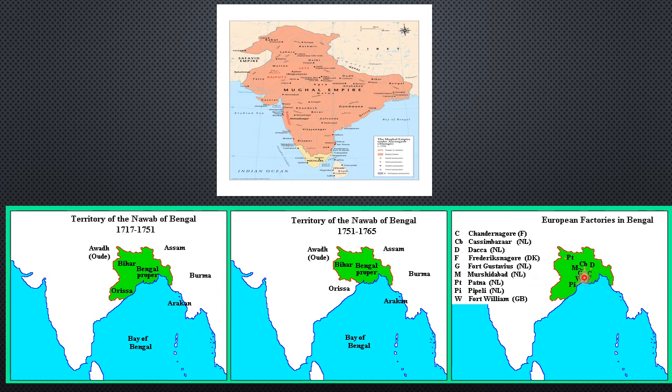But following that, in 1765, the British East India Company started establishing their factories in Bengal, and these regions came under the control of British rule by the end of the year 1765. So this is how India changed politically during the 18th century.